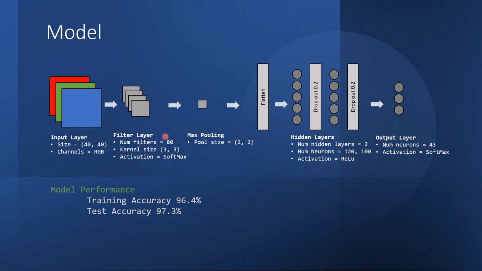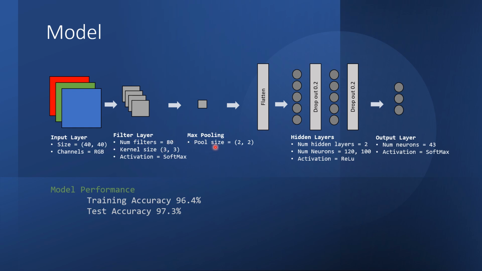The next layer is the filter layer. I'm using one filter layer with 80 filters, experimenting with the kernel size 3 by 3 and 5 by 5. 3 by 3 just marginally outperformed 5 by 5, so I stuck with that. With the activation function, I realized it's very important to use activation in the filter layer. And for this specific configuration, softmax did slightly better than ReLU.